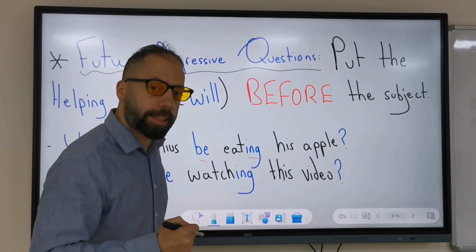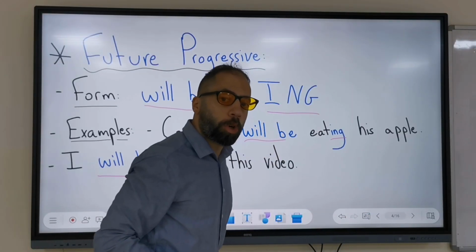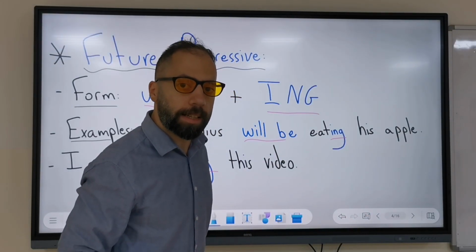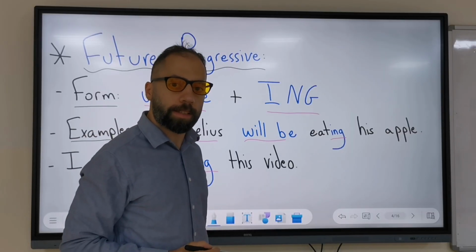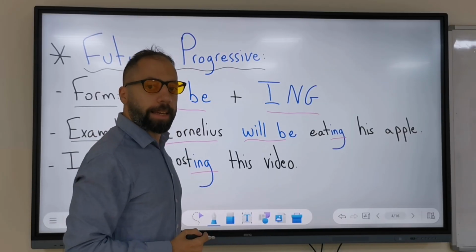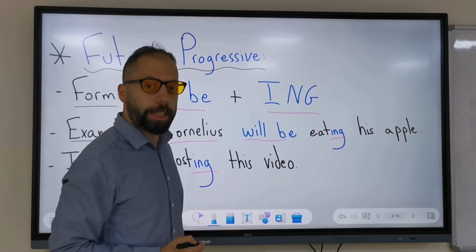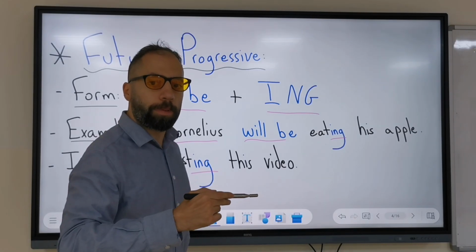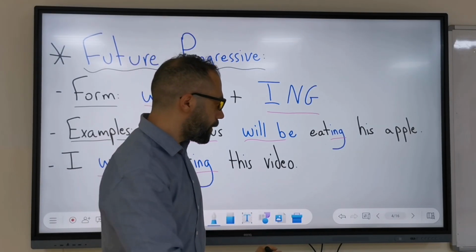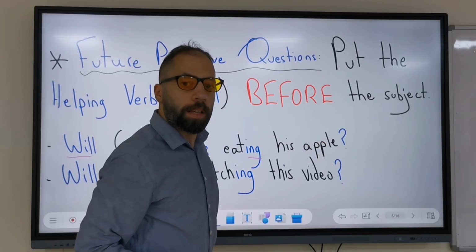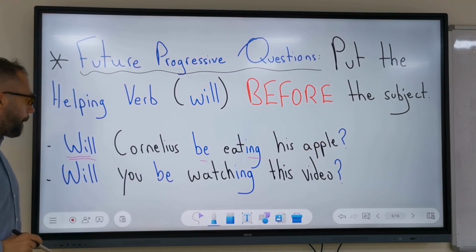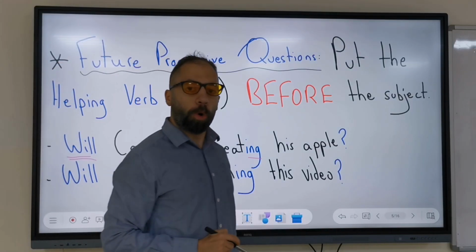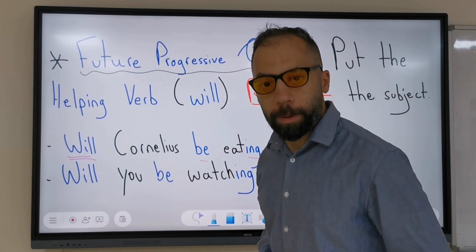Now at first I said Cornelius will be. So Cornelius came first. So the subject came first. But when I'm making the future progressive questions, the helping verb will come before the subject. So it becomes: will Cornelius be eating his apple?